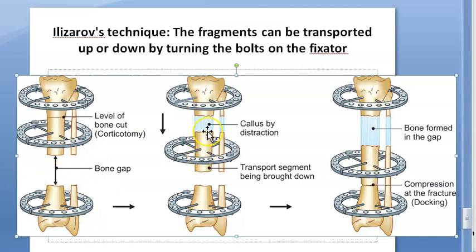There's a bone gap here, then the level of bone cut, the corticotomy, they have done, and they have moved this bone part down, is it? Callus is formed by distraction. Then here there is compression at the fracture, docking, bone formed in the gap. Interesting, they have cut the bone here. Level of bone cut, corticotomy.